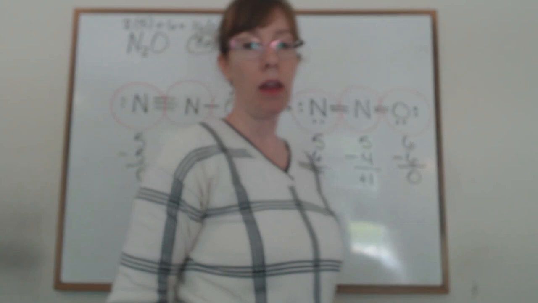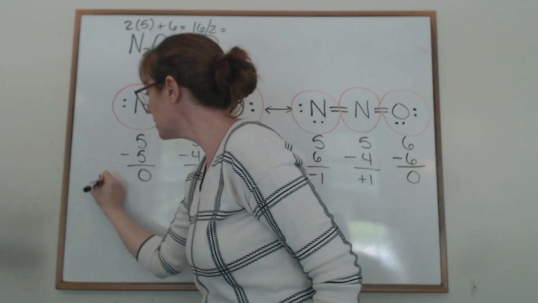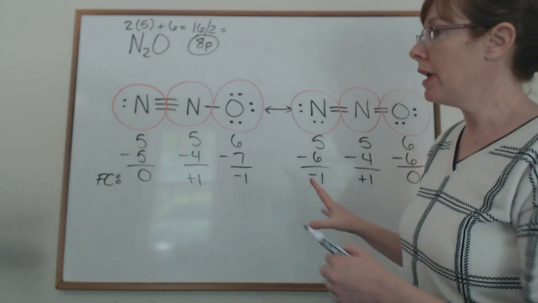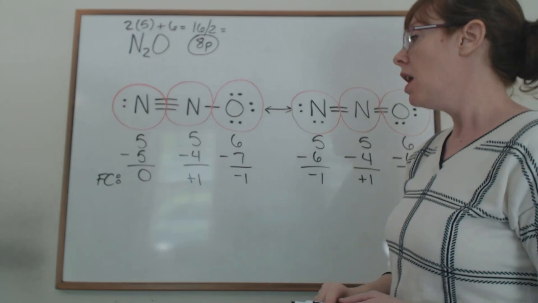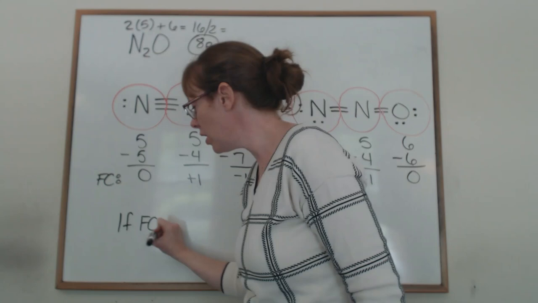Okay, so I just calculated my formal charges, and so these are all the formal charges. Between the two, you can see that neither of them had all zeros. Anytime you can get all zeros, that always wins. That always is your best Lewis structure. But there's one more point that we're going to end on today, which is if formal charge cannot be avoided.